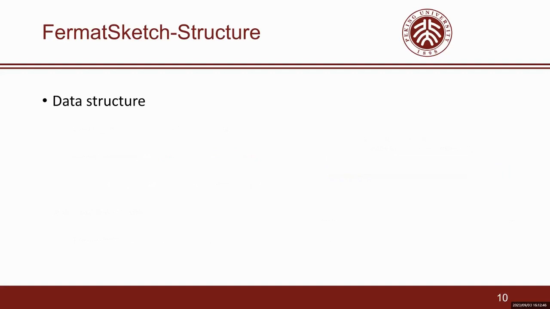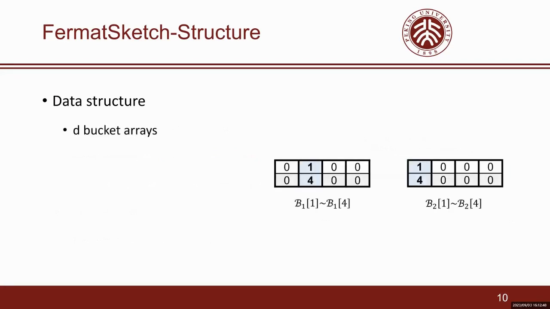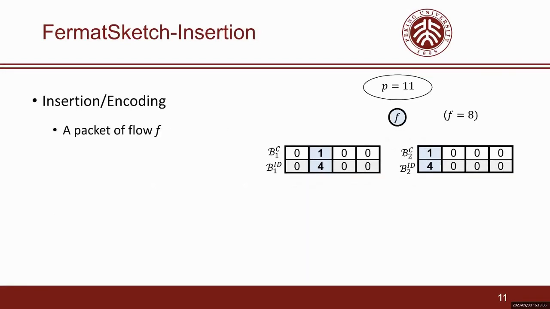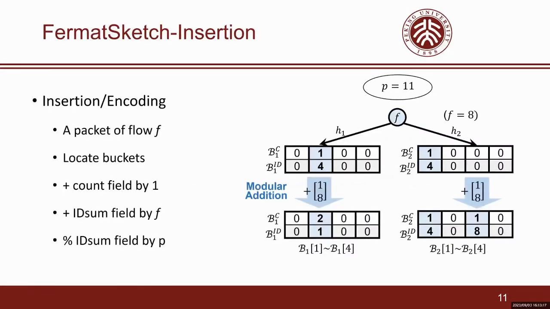The data structure of Fermat sketch consists of d bucket arrays. Each bucket contains a count field, which records the number of packets hashed into it. Each bucket also contains an ID sum field, which records the sum of flow IDs hashed into it. Fermat sketch also maintains a large prime P, which is used to compress the ID sum field into a prime field Z_P. To insert or encode a packet of flow F, we locate a bucket in each bucket array with hash functions. For the count field of each located bucket, we increment it by 1. For the ID sum field of each located bucket, we increment it by F and then modulate it by P.